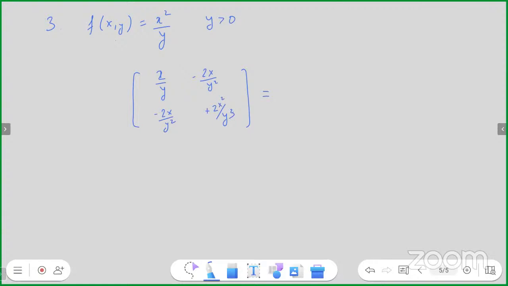So you get what? It's equal to 2 times x square by y power 4, with a minus and a plus. So 2 times 4x square by y power 4. What's going on? This is also 4. Okay. Fine.